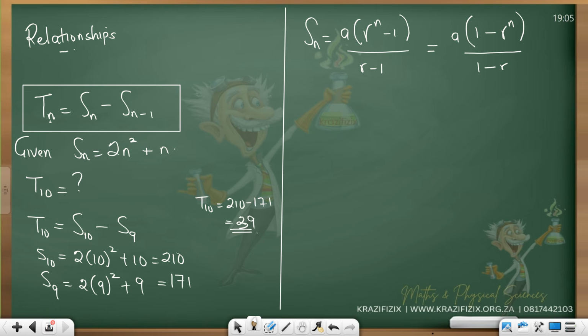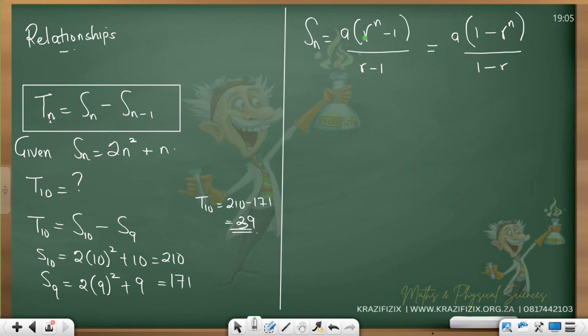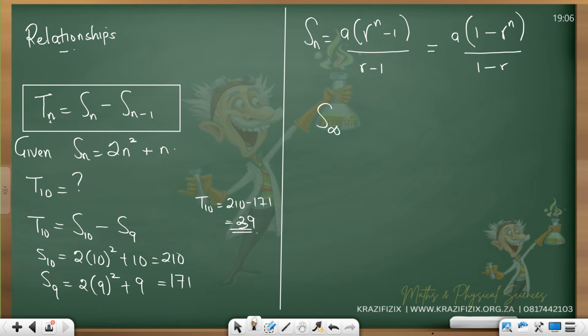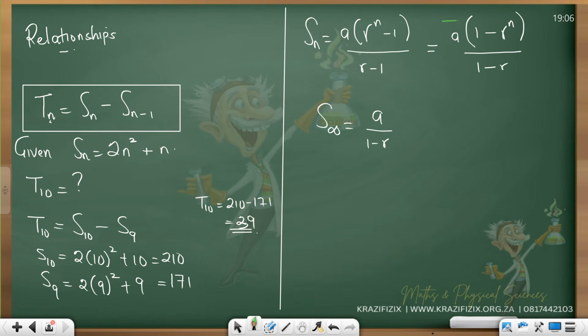I promise you, if you put any value here, you would get the same answer. But the trick here is this. If I am starting with r here, I must start with r there. If I'm starting with 1 here, I must start with 1 there. Why am I showing you this? What is your sum to infinity? A over what? I want you to see your sum to infinity here.